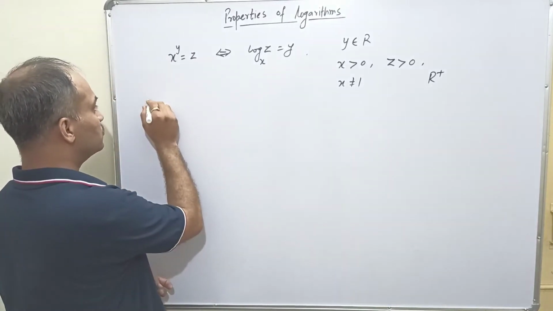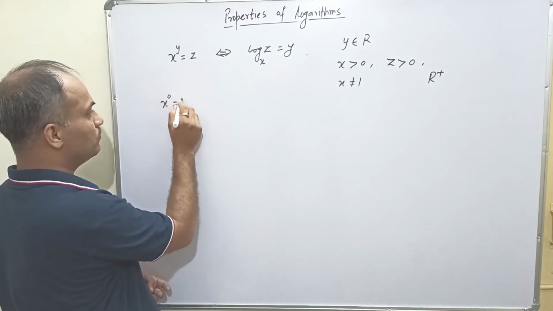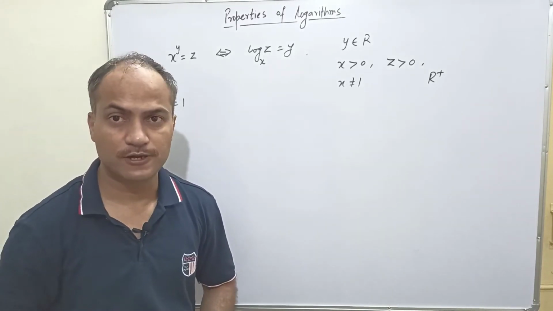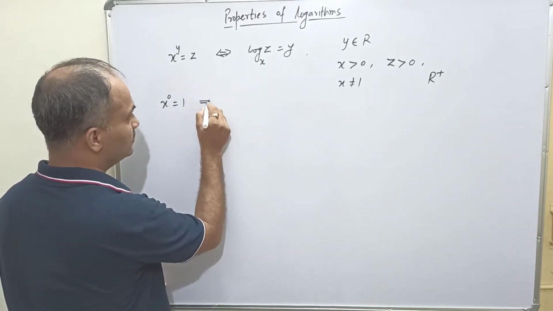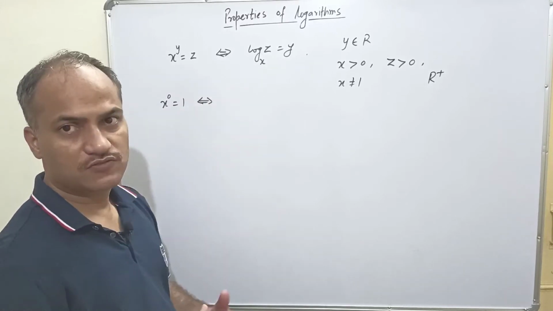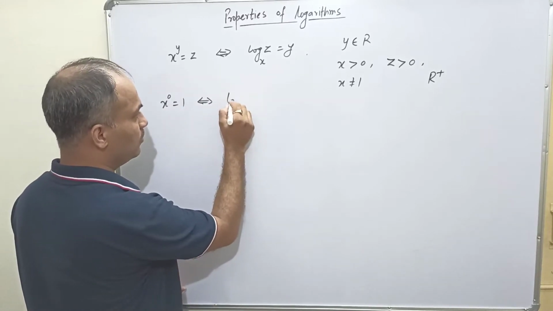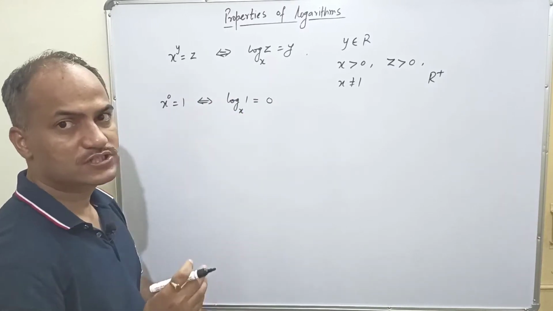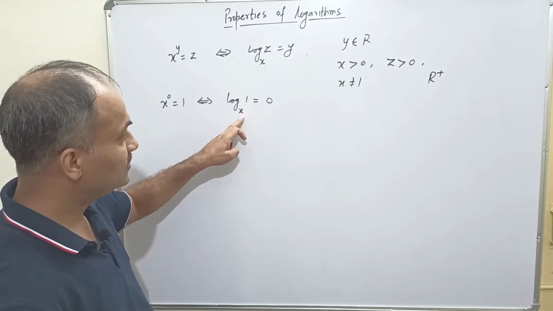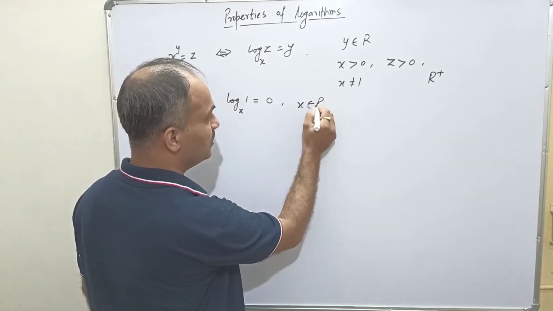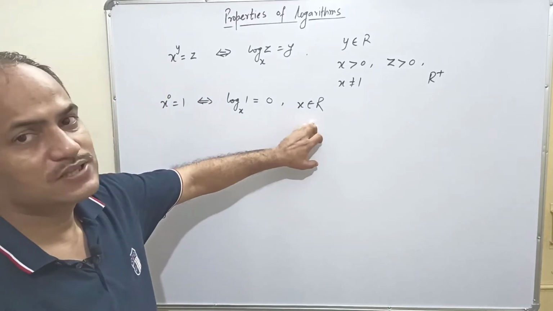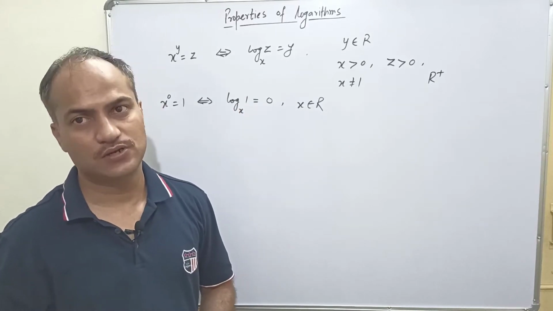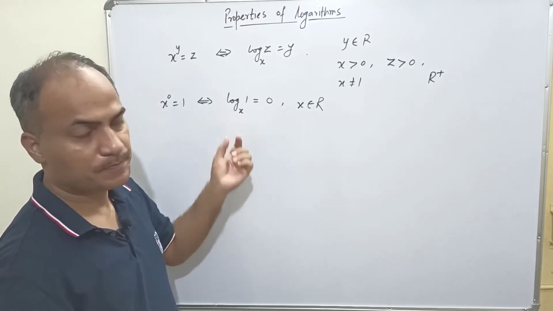Now first we see that x to the power 0 becomes 1. We know that if x is any real number, x to the power 0 is 1. So let us see what happens if we write this fact in terms of logarithms. We can write log of 1 to the base x is 0. What does it mean? It means that whatever the base, the value of log 1 is always going to be 0. This is a very important thing.